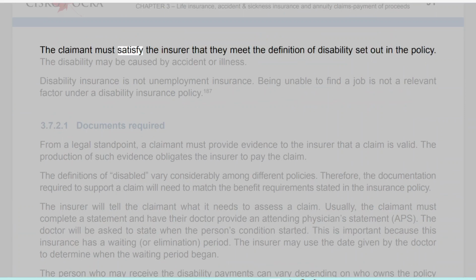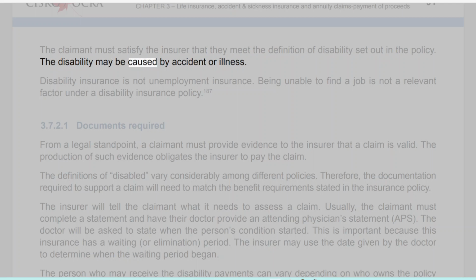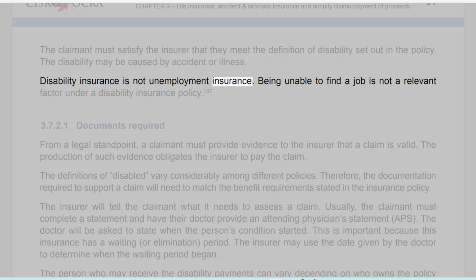The claimant must satisfy the insurer that they meet the definition of disability set out in the policy. The disability may be caused by accident or illness. Disability insurance is not unemployment insurance. Being unable to find a job is not a relevant factor under a disability insurance policy. 187.